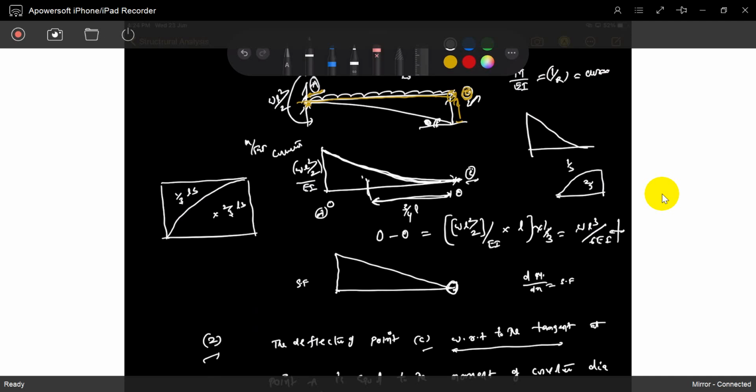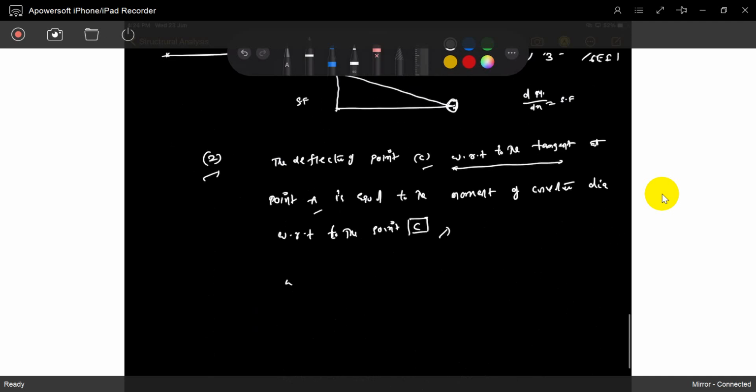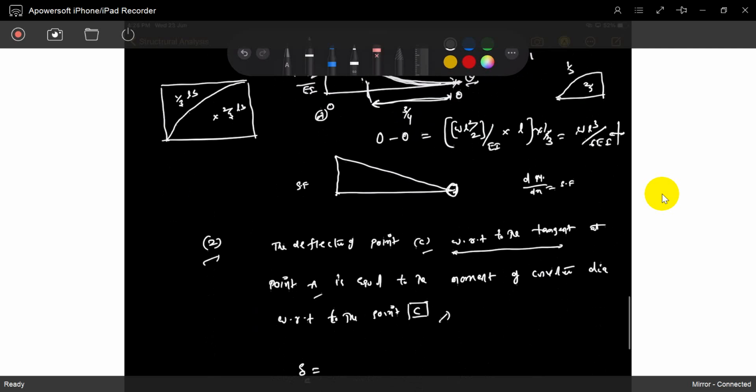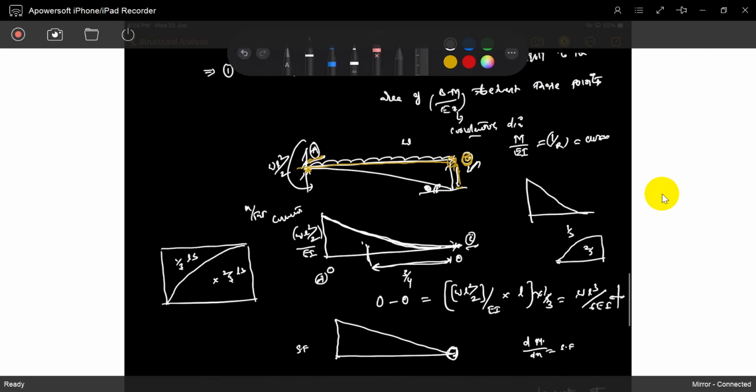Now find out the deflection. See, deflection at C, otherwise I will write it. These all overlap, I will explain once again. That's why the deflection at C is directly given, because this tangent passes through the same point. So the deflection of point C is with respect to the tangent at A.